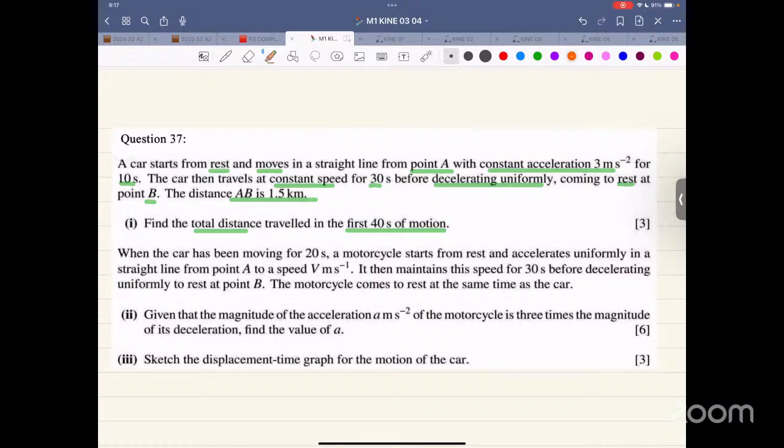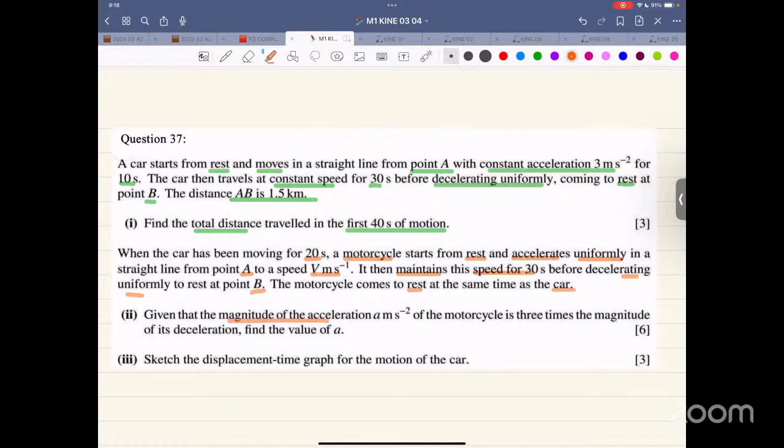Then it says when the car has been moving for 20 seconds, so 20 seconds have gone, a motorcycle starts from rest, accelerates uniformly in a straight line from point A to a speed of V. It then maintains the speed for 30 seconds before decelerating uniformly to rest at point B. So the starting and ending point is the same. It's just that difference of 20 seconds. The motorcycle comes to rest at the same time as the car.